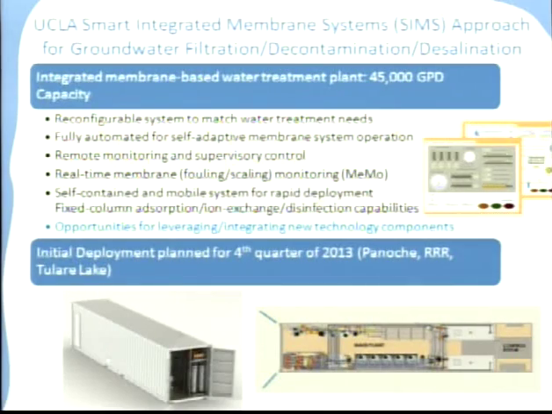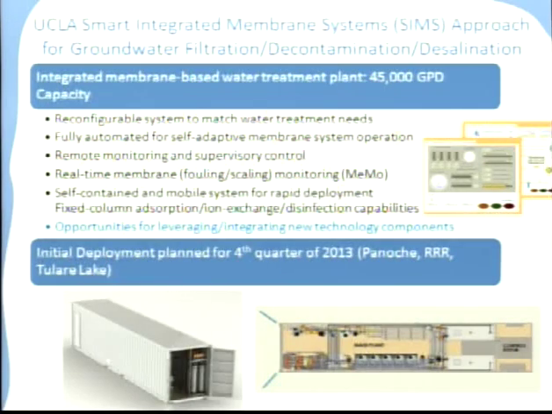So, just to give you an example of what an actual system would look like, roughly at that size. It's actually larger. This is a system that we have that incorporates MF, UF, RO, provisions for ion exchange and adsorption, and disinfection capabilities. It's in a 40-foot ISO container. It's currently under construction, and it's for a project specifically to deal with agricultural water.